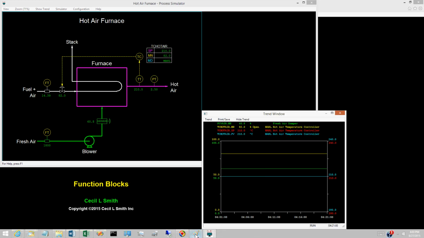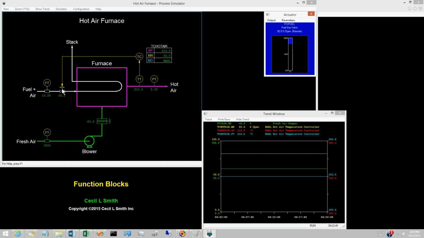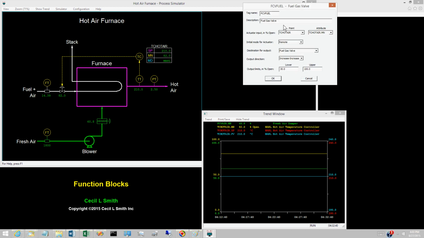In the simulator, a final control element or actuator has two operational modes, local and remote. In local, the valve opening is specified by the process operator. In remote, the valve opening is specified by the input to the valve block. Currently, the mode is remote. Switch to local, and then open the configuration window.